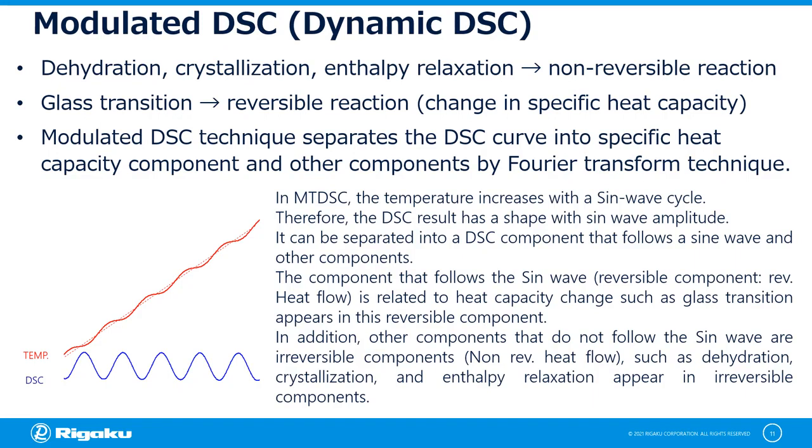In a modulated DSC, the temperature increases with a sine wave cycle. Therefore, the DSC curve has a shape with a sine wave-like amplitude and separates into a component that follows a sine wave and the other components. During this time, the component that follows a sine wave will be the component related to the heat capacity, which is called the reversible component. Reversible heat flow and glass transition appear in this reversible component. The component that does not follow the sine wave is called the irreversible component, non-reversing heat flow. Reactions mentioned earlier, such as dehydration, crystallization, and enthalpy relaxation, appear here.